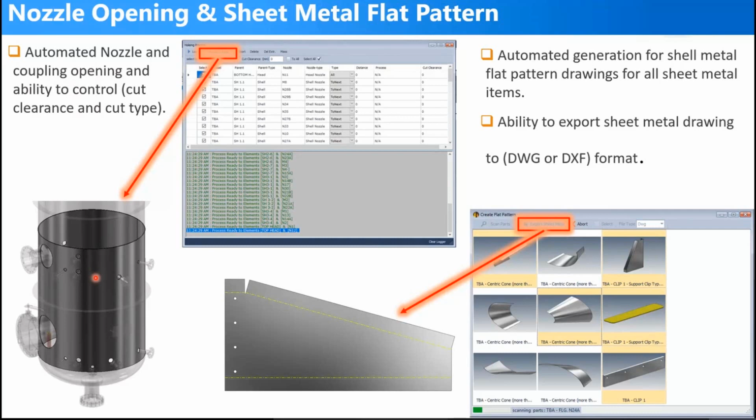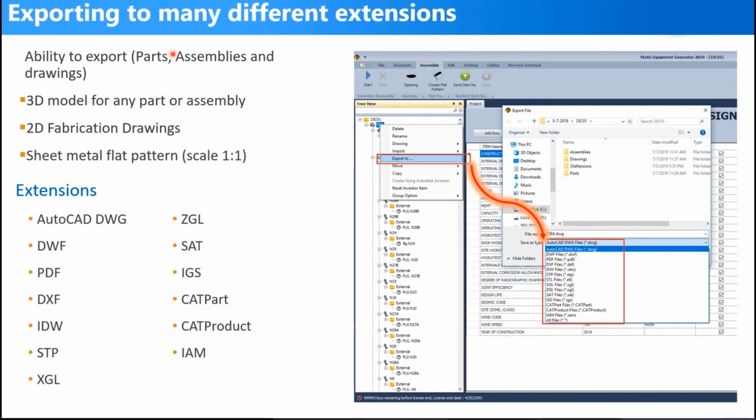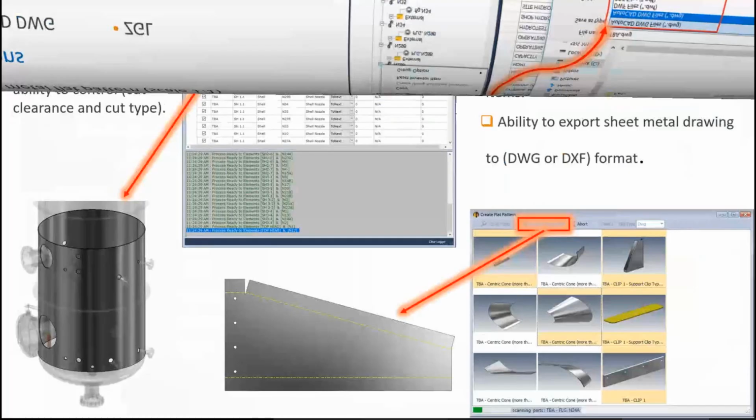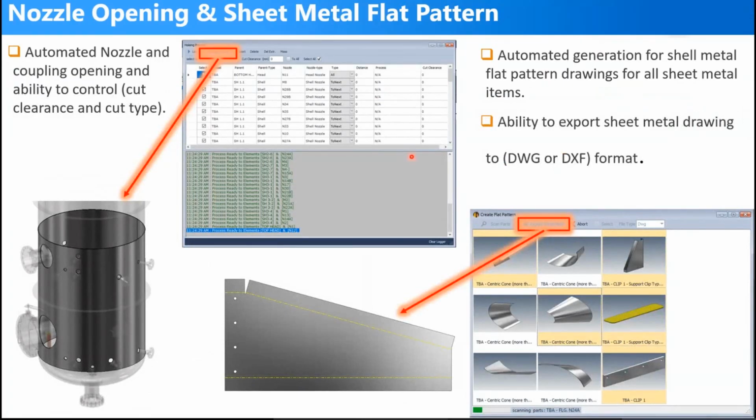Here in exporting options, you have the ability to export the 3D model. Okay. You have shown one development of the plate. So can we do the opening before the rolling? Is it that accurate? What do you mean by nozzle opening? Can we cut out the openings before the rolling?